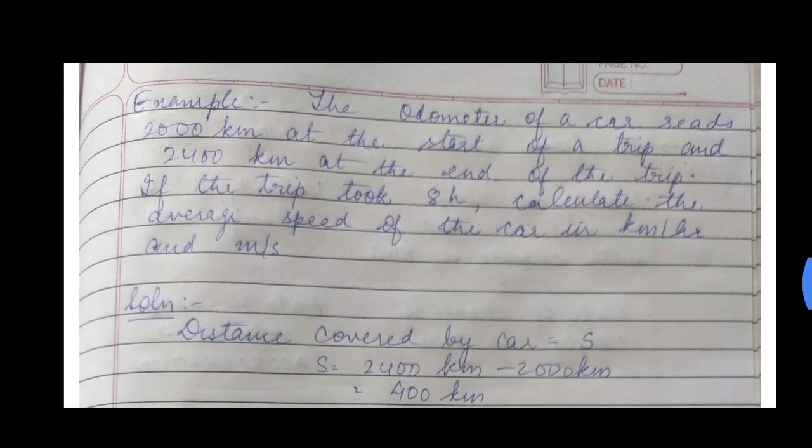The odometer of a car reads 2000 km at the start of a trip and 2400 km at the end of the trip. The odometer reading when we started the car was 2000 kilometers, and after reaching the destination it is 2400 kilometers, and in the whole journey we took 8 hours. So calculate the average speed of the car in kilometer per hour and meter per second.